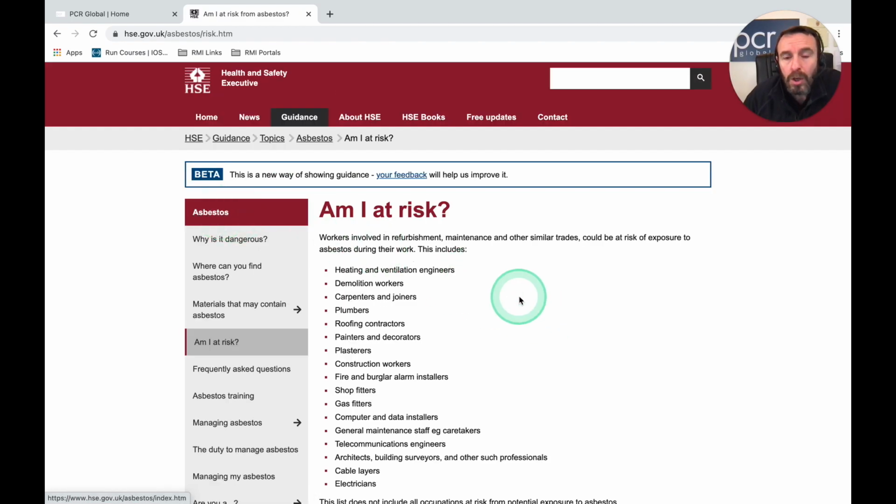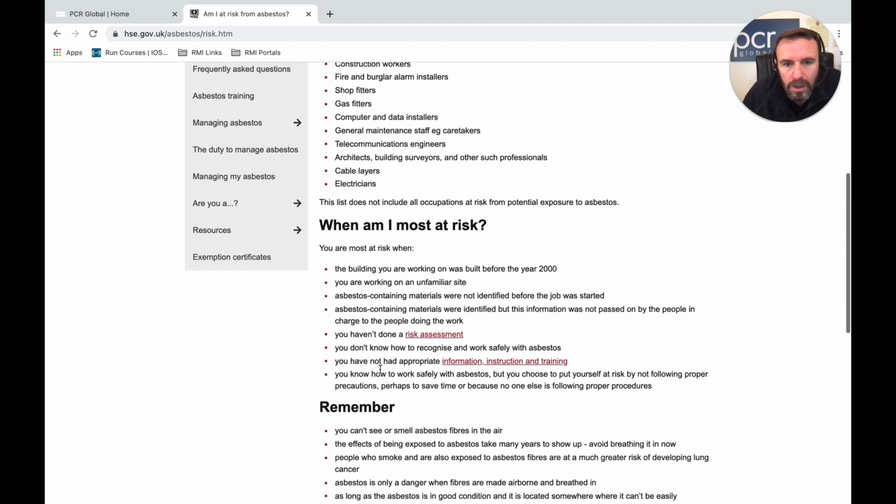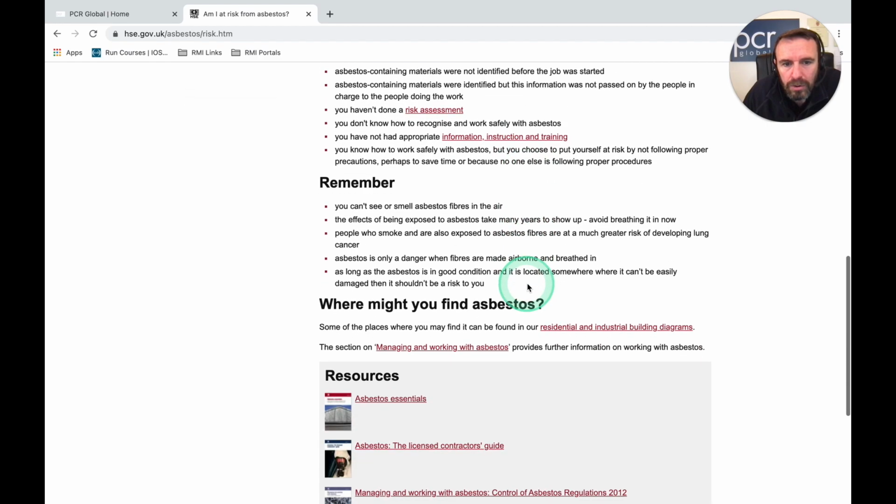Am I at risk? Well, we are. If we're heating ventilation engineers, demolition workers, carpenters, plumbers, roofers, painters, plasterers, construction workers, fire and burglar alarm installers, shop fitters, gas fitters, computer and data installers, general maintenance staff, telecommunication engineers, architects and other such professions, cable layers, electricians. So as we can see, again, there is a lot of information here.